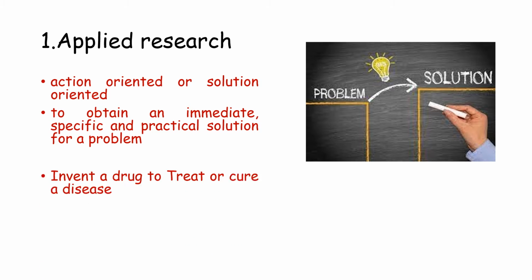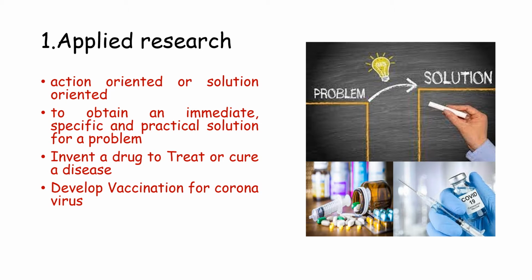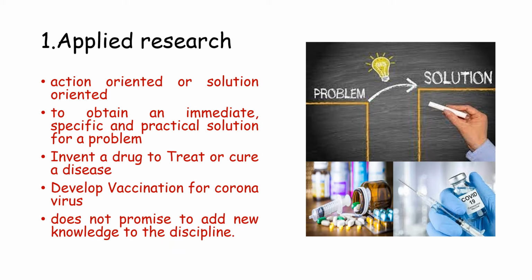For example, a specific kind of a drug or a medicine that is invented to cure a particular disease is an example for applied research. Another example for applied research is the various kinds of vaccinations that are developed by different countries to prevent the ill effects of coronavirus. Applied research mainly focuses to solve a problem, and so thus it does not promise to add new knowledge to the existing body of knowledge or discipline.